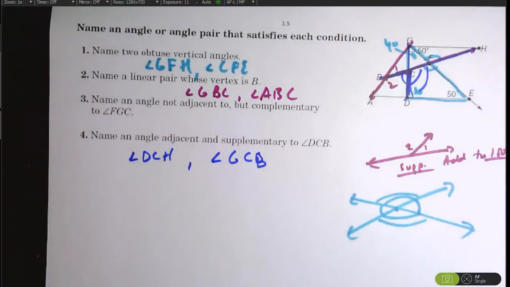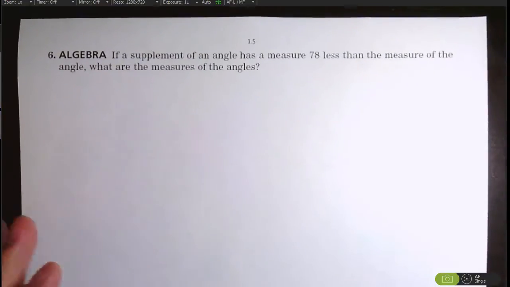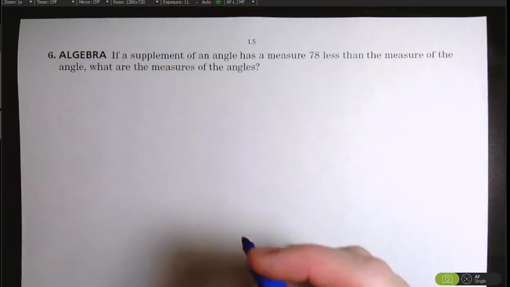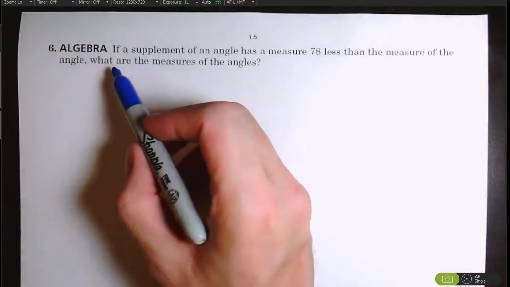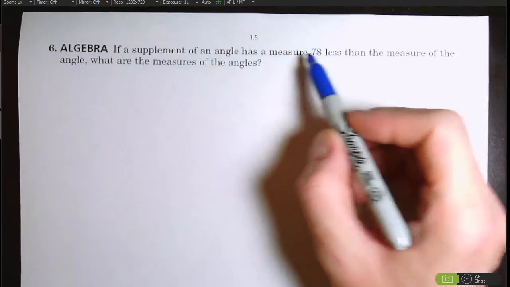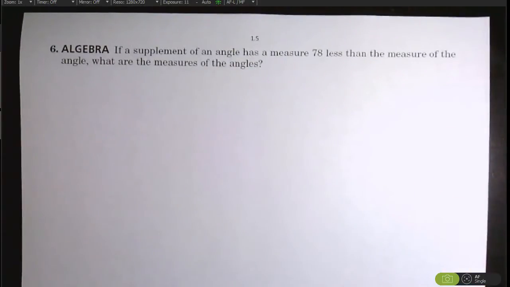Okay. All right. Next problem, jumping down to number 6. This one's always tricky for people to do. If a supplement of an angle has a measure of 78 less than the angle, all that stuff's tricky. So here's how we're going to do this. This is always the way I do it: read the question first. If a supplement of an angle has a measure of 78 degrees less than the measure of the angle, what are the measures of the angles?